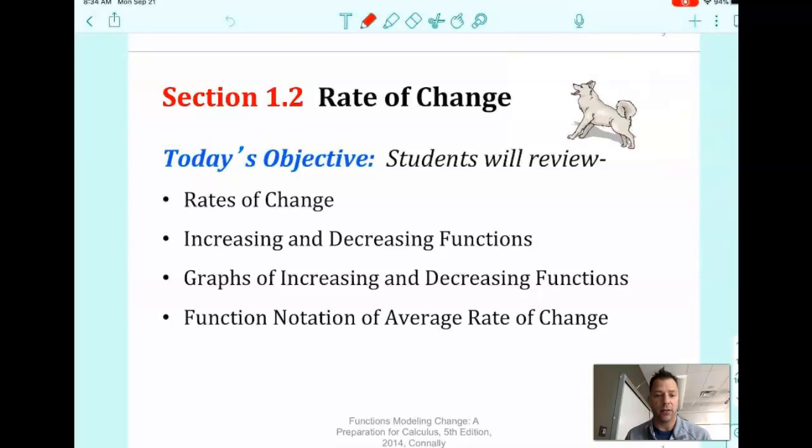This is your guided video notes, and as you can see, the objectives are below. We're going to talk about the rate of change or the slope. We're going to be talking about increasing and decreasing functions, the graphs of increasing and decreasing functions, what they look like and how to determine those intervals, and the function notation. So let's go ahead and get started.